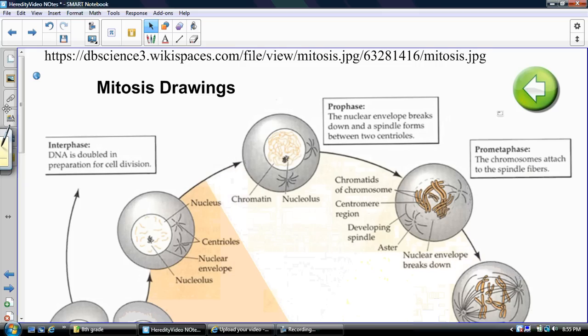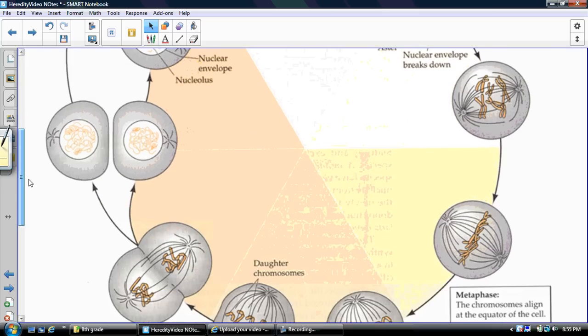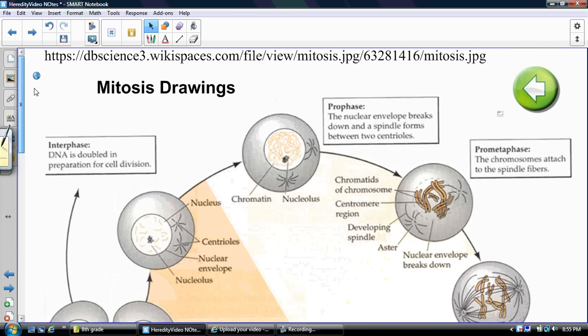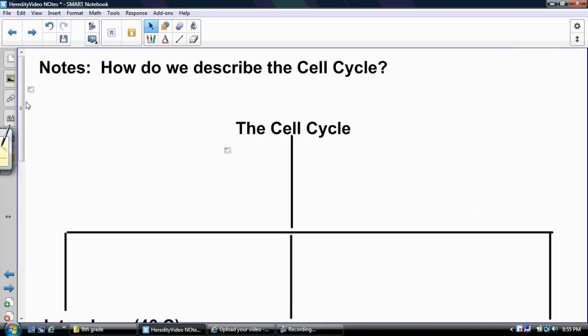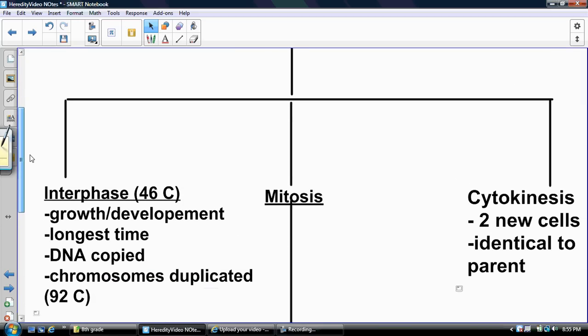Okay, so this gives you a big picture of the cell cycle. A lot of stuff going on. We're going to go through each phase in the cell cycle. Okay, to start off with, we're going to talk about interphase. That's the first phase of the cell cycle.